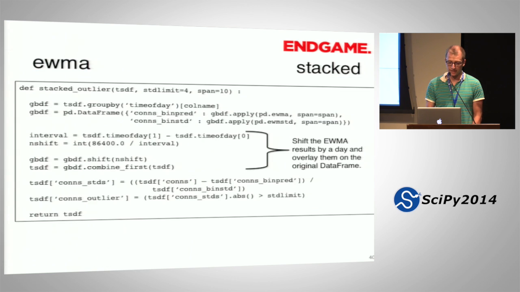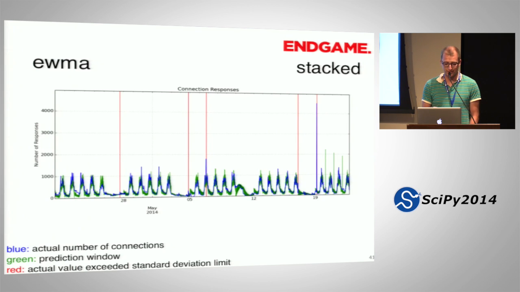And here is the code that I used to do that. Pandas makes it really easy to group by day, and then apply the Pandas functions for moving average and standard deviation. And then I have a lot of code here to take the results of that and put it on top of the original data frame that I had. And here are the results of that analysis. Now you see that my prediction window is following the data a lot more closely, and I'm just making better predictions about the data.